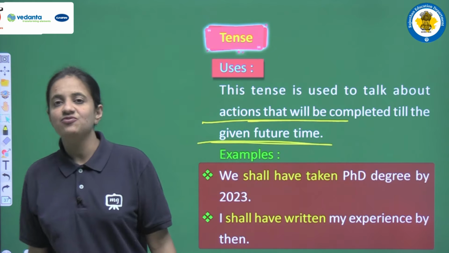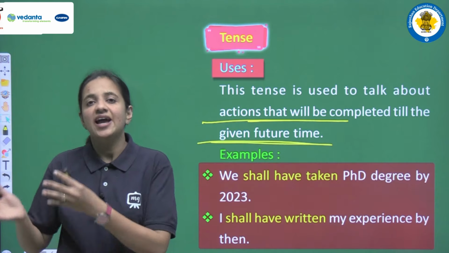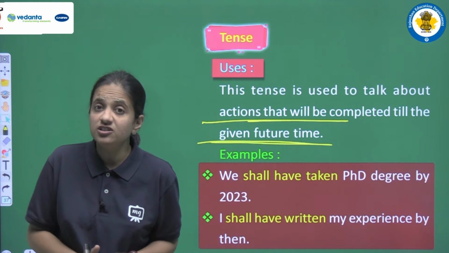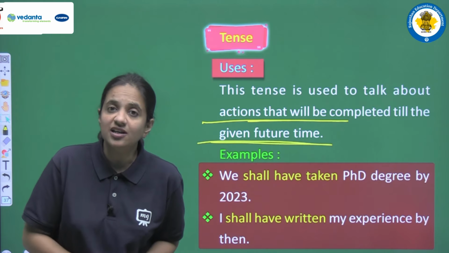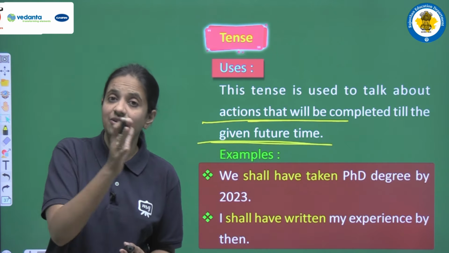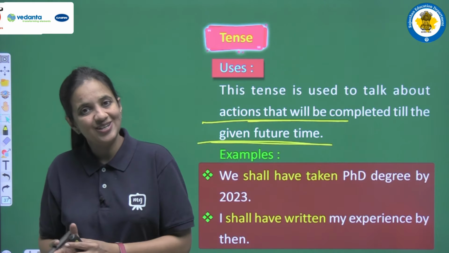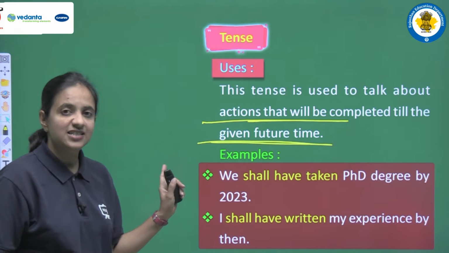So yes, in the sentence we are having some future time, and we are having the actions, and that action is supposed to be completed. That action is supposed to be perfectly completed by that given future time. So this is the use of future perfect tense. Okay, so let's see an example.